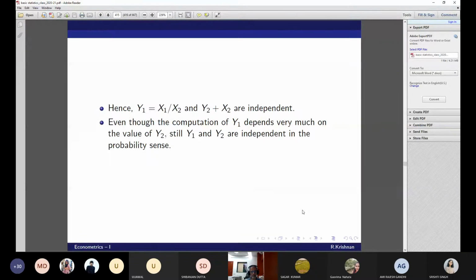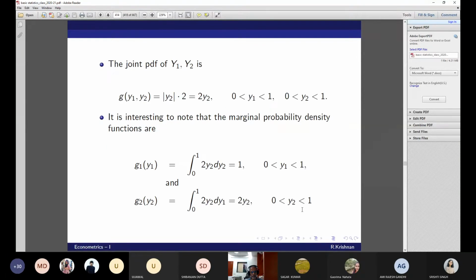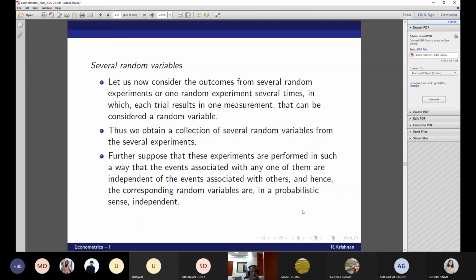Let's start this class. For example, this linear function of two random variables was the example that we saw. We'll see it extended to the case of several random variables. And in this class, what are we going to see? Several random variables.